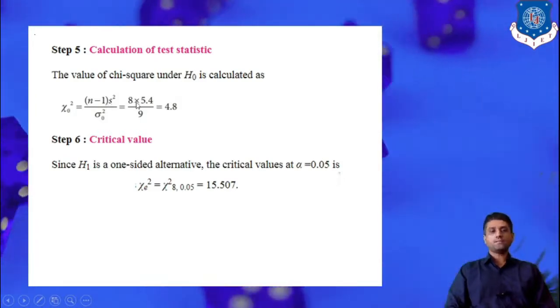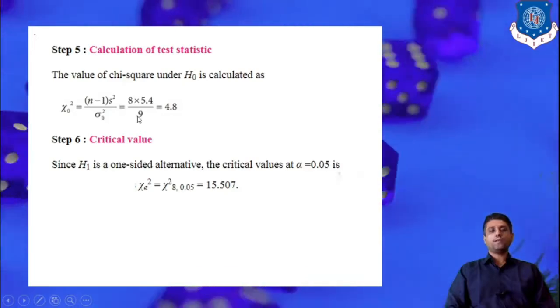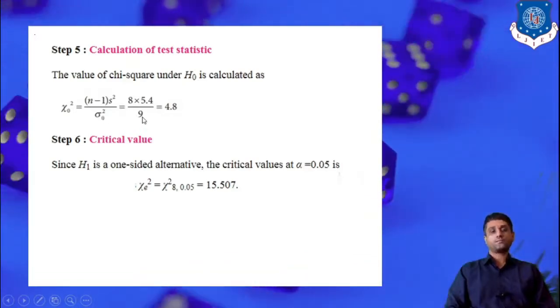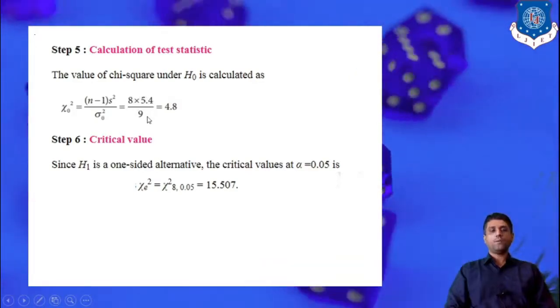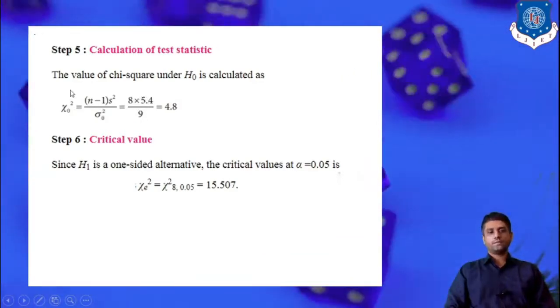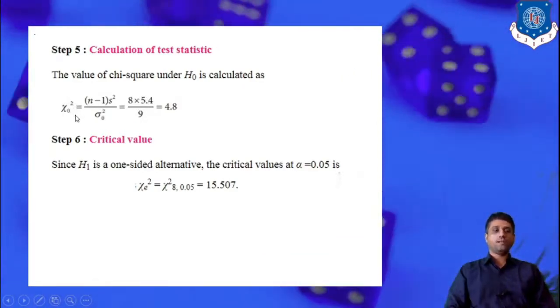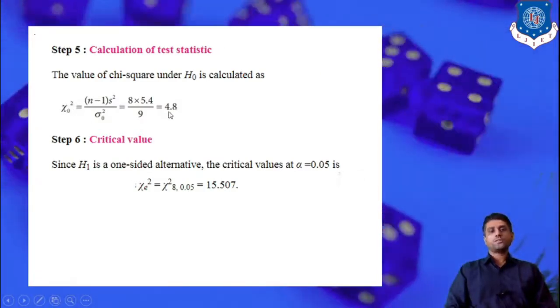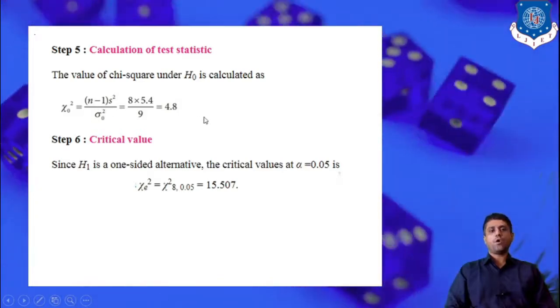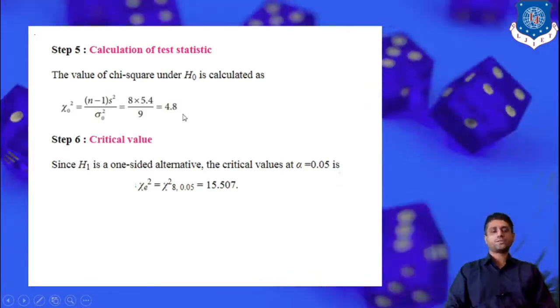Now the sample variance given in the question is 5.4. The population variance is also given in the question, 9. So 8 into 5.4 upon 9. By simplifying this, we collect the value of the observed chi-square statistic, which is 4.8. So this is the observed value of the chi-square statistic.